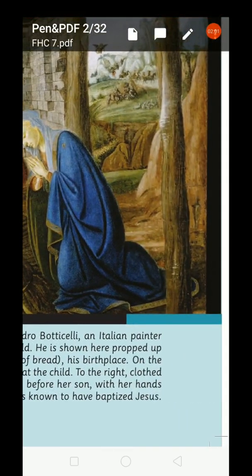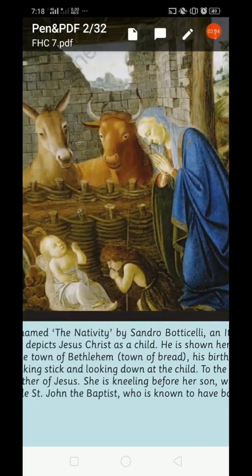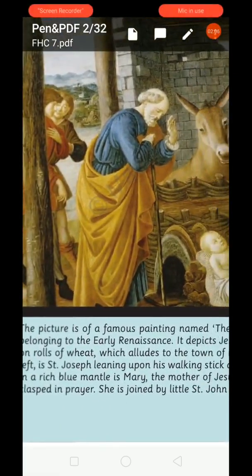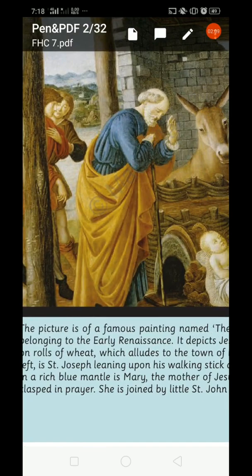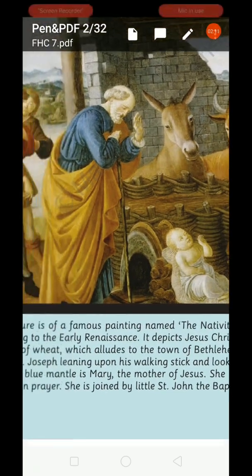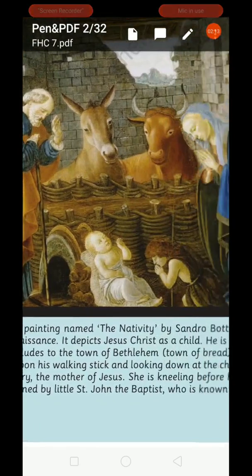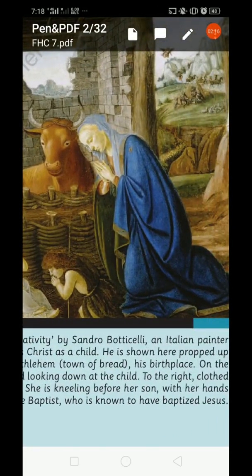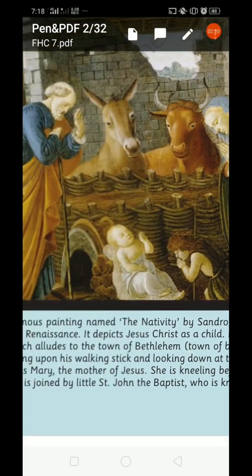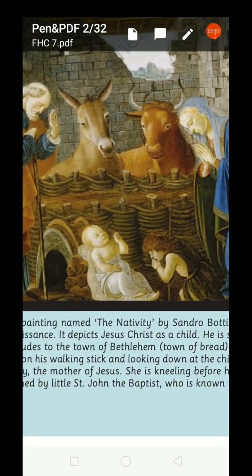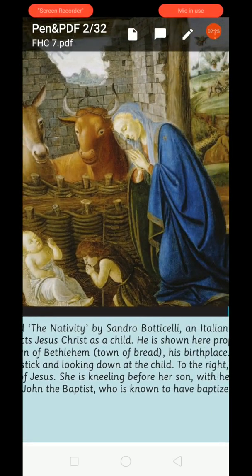to the right side, in a rich blue mantle, is Mary. So this lady, she is Mary, the mother of Jesus. Jesus' mother, she is Mary. She is kneeling before her son.